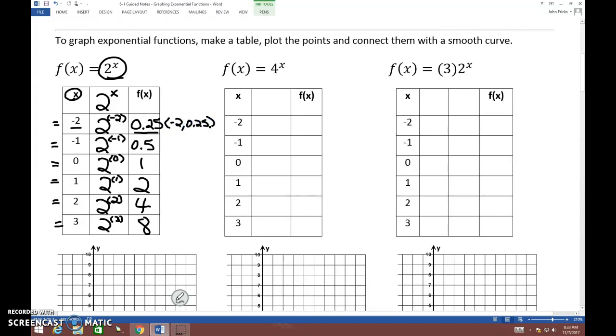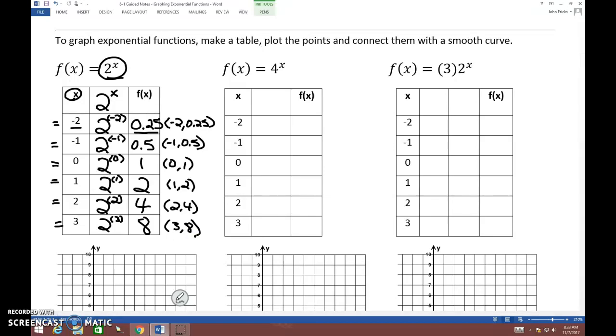Our next point would be negative 1, 0.5. And then we have 0, 1. We have 1, 2. 2, 4. And then 3, 8. So once we've identified every point, we're now ready to graph.